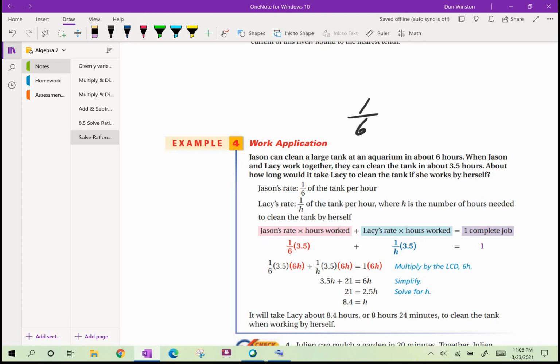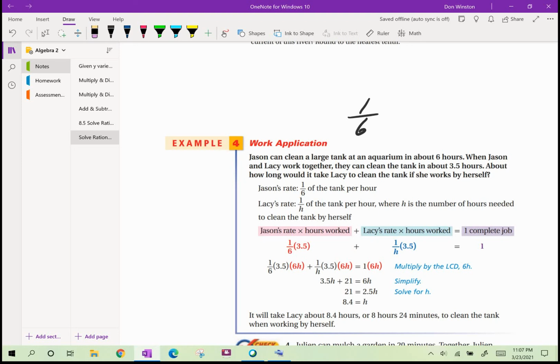Now, when Jason and Lacey work together, they can clean the tank in 3.5 hours. Apparently Lacey takes longer to clean the tank than Jason does. Because if Lacey could also clean the tank in 6 hours, then working together, they should be able to clean the tank in 3 hours. So apparently Lacey is working a little slower.